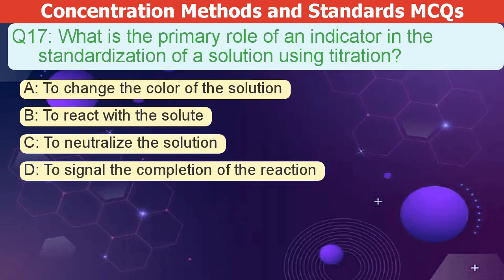What is the primary role of an indicator in the standardization of a solution using titration? A. To change the color of the solution. B. To react with the solute. C. To neutralize the solution. D. To signal the completion of the reaction.